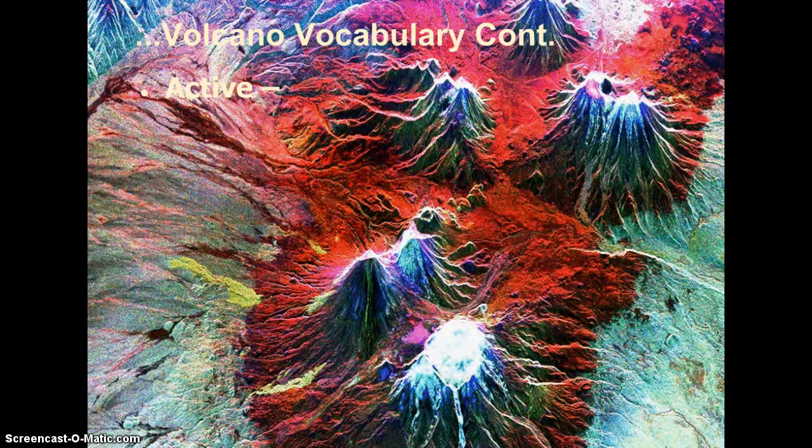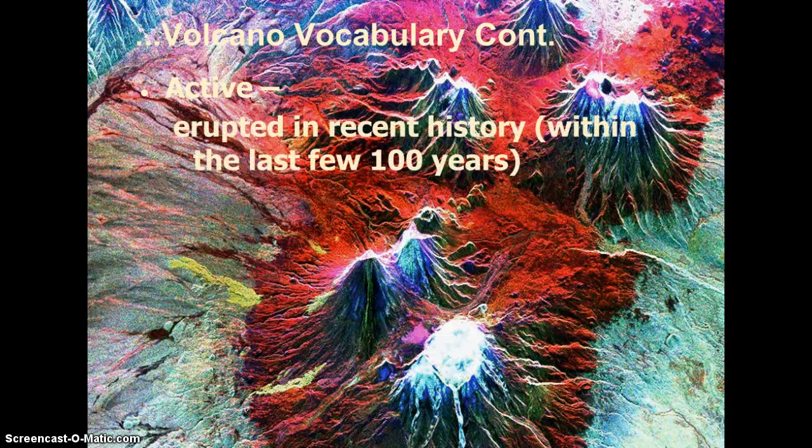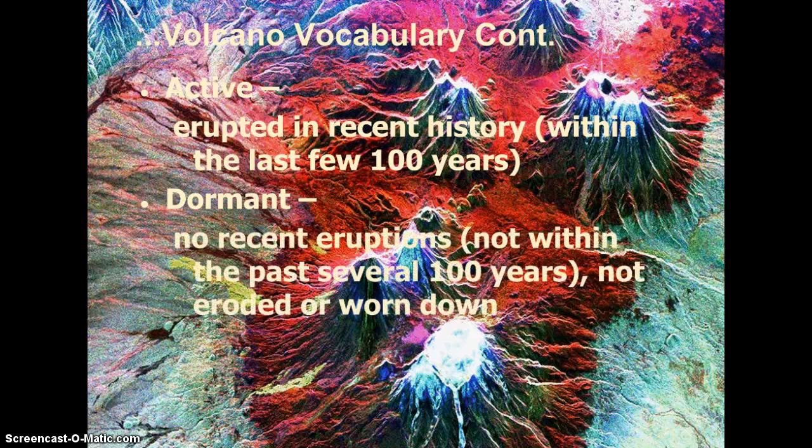Other vocabulary that we need to understand is the difference between an active and a dormant and an extinct volcano. An active volcano is one that's erupted within recent history, so usually within the past 100 years, and has the potential for erupting again. A dormant volcano, just like a dormant animal, has no recent eruptions. Nothing's really happened within the last several hundred years, but the mountain hasn't eroded or anything. So some say it might be active again.